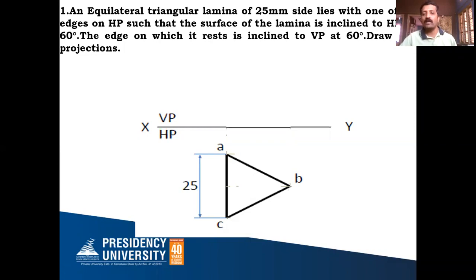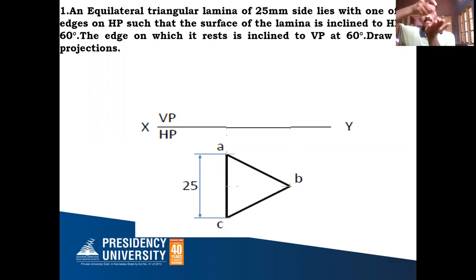Just for my convenience, I can name these corners with my own names. Here I have given A, B, C. You can take any names. Three corners I have named and I have dimensioned. So this particular side is 25 mm. All the sides are 25 mm because it is an equilateral triangle. So this is the true shape diagram. Top view is completed. Now we have to draw the front view for this.